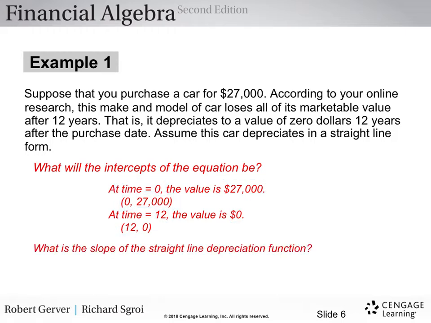The next question is, what is the slope of the straight line depreciation function? And basically, we can use our 2 intercept points and figure out what the slope is. That comes out to be 27,000 minus 0 over 0 minus 12, or minus 2,250. Now notice it's minus because the value is going down. The slope is negative. It is going down as you're going to the right.